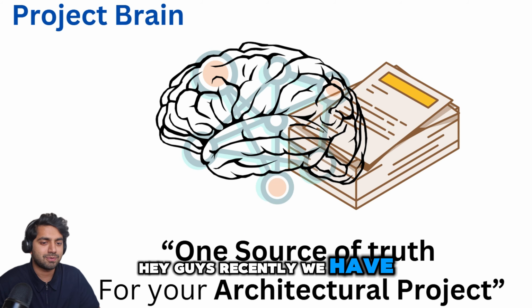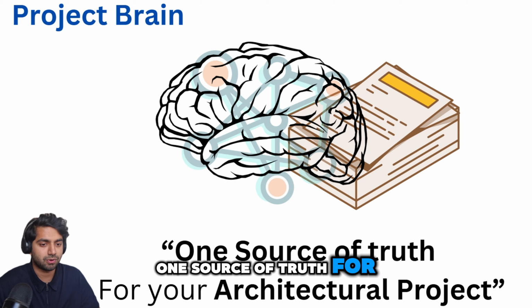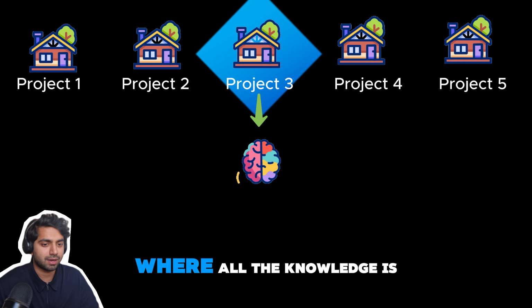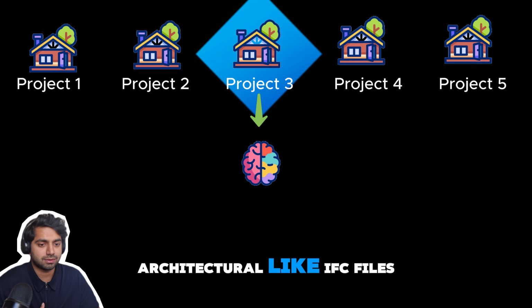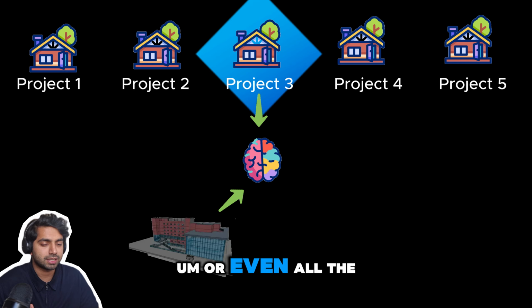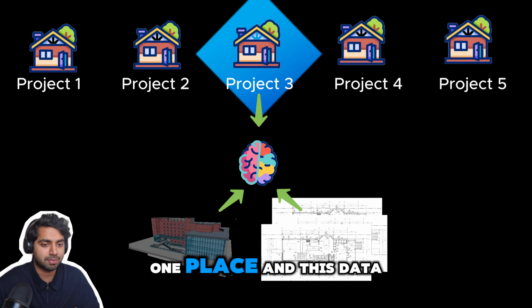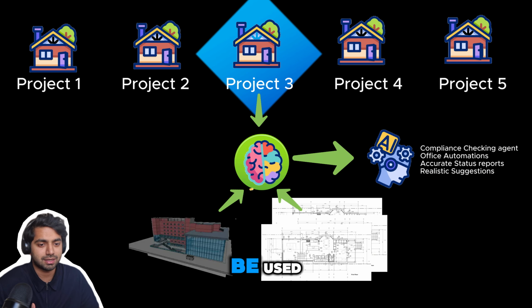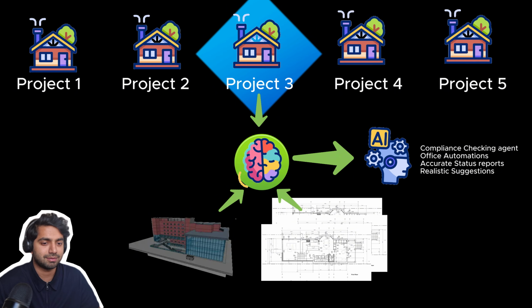Hey guys, recently we have been working on a project called Project Brain. The concept of it is that we create one source of truth for all your architecture projects. So each project has this one place where all the knowledge is stored. Be it your architectural IFC files, or all the construction documents, and maybe even emails, they go to this one place, and this data is converted into knowledge which could be used and referenced, and tools can be made with the help of AI agents.